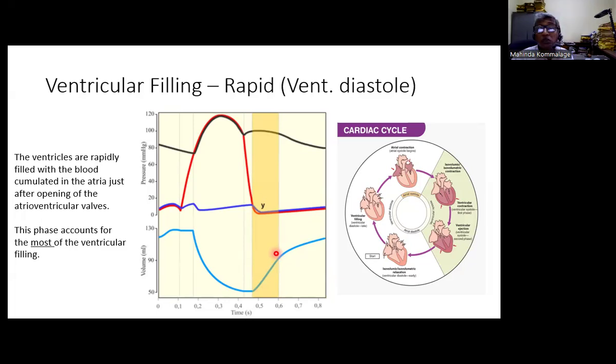because ventricles are in systole and blood cannot come to the ventricle. Now as soon as the AV valve opens, blood will be pushed again into the ventricle. So we can call this rapid filling of the ventricle. So this is rapid filling. You can see filling increases quickly, right? So most of the blood will come from atria to ventricle during rapid filling.